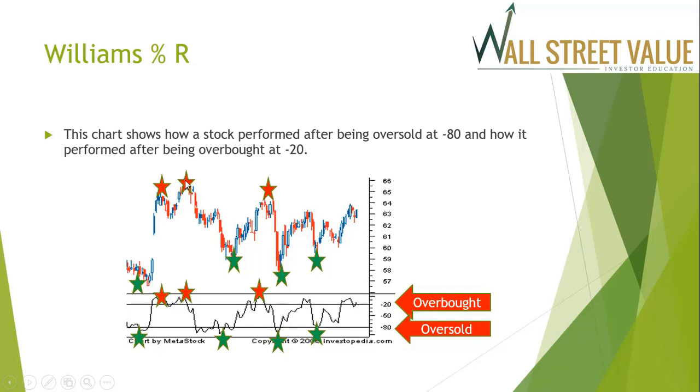overbought again. And this time when it was overbought, it fell from about $66 a share all the way down here to about 58. And that's where it was oversold. So this star here shows it was oversold, and the stock went back up from about 58, 59 up to 65.